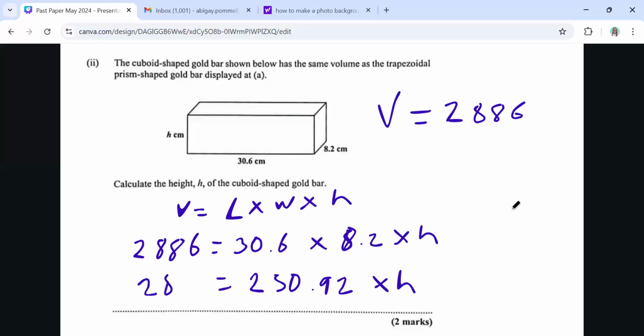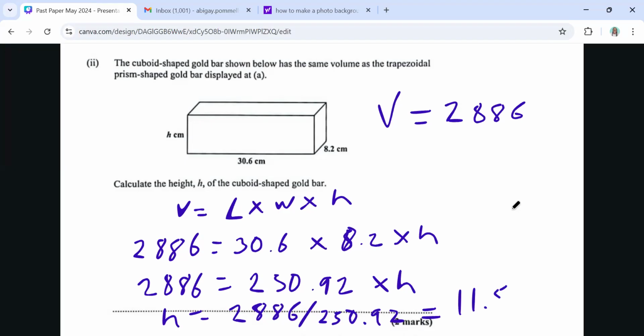And we still have our volume over here. Now we're going to make H the subject. So H is going to be equal to 2886 divided by 250.92. That equals what? Equal to 11.5 centimeters.